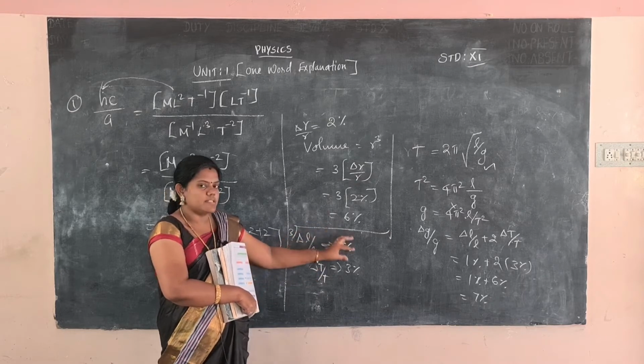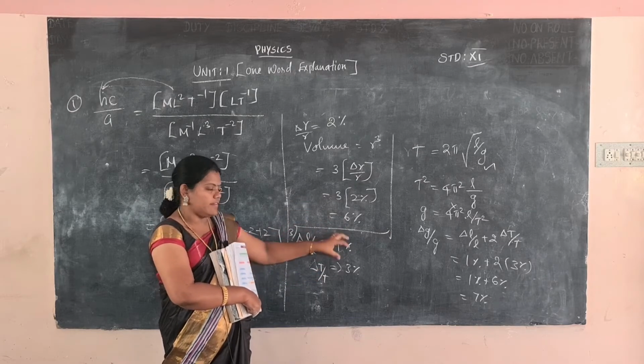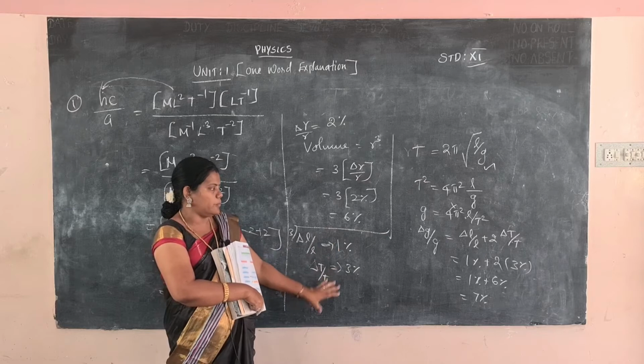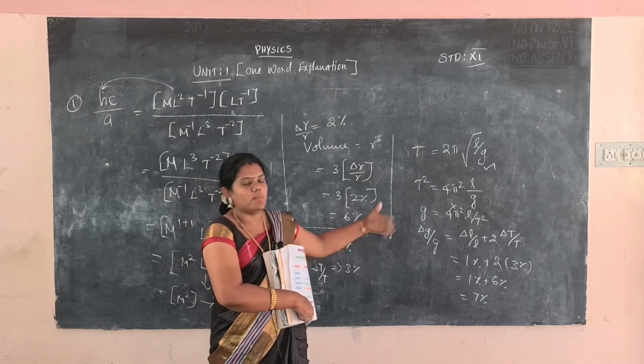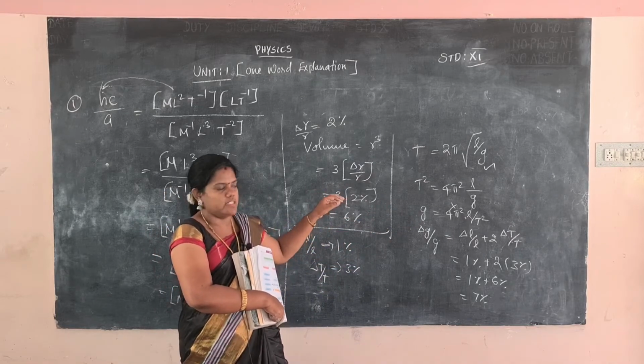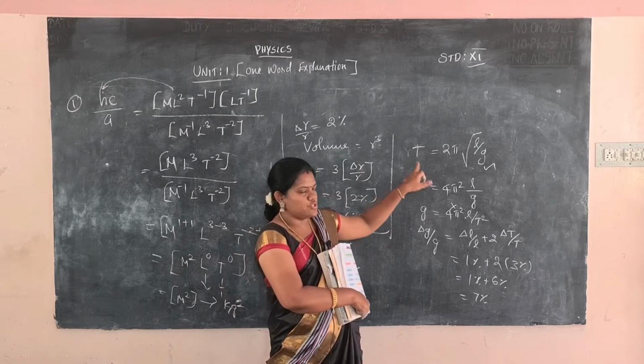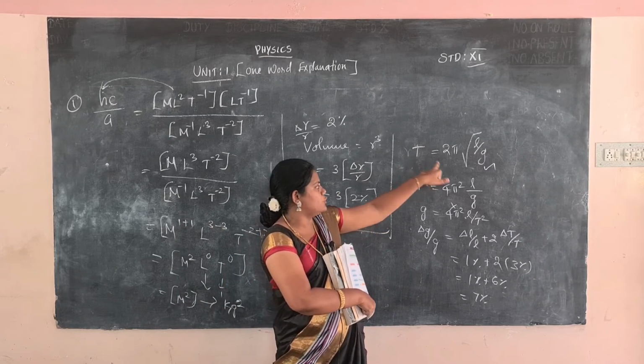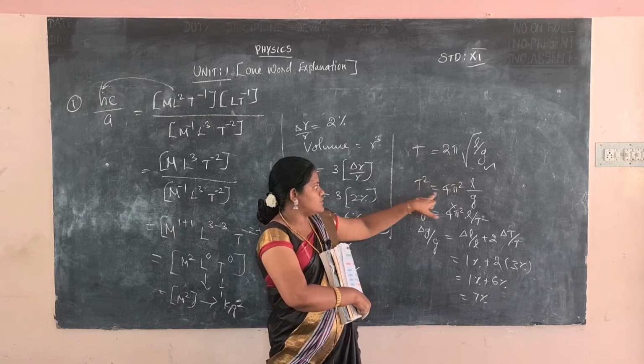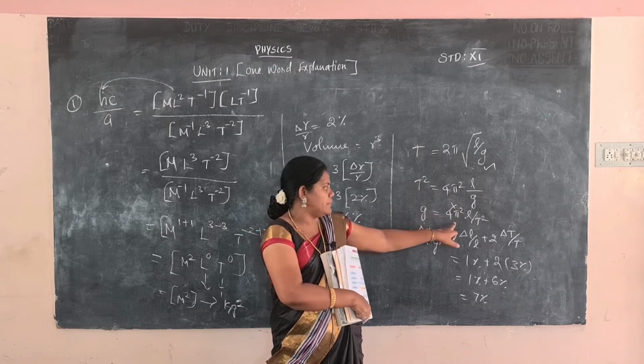So time has some error and length has some error, as given in the problem. But how to calculate the error in acceleration due to gravity? First we choose the formula for time period, T is equal to 2 pi root of L by G. So T square is found and the G value is found.